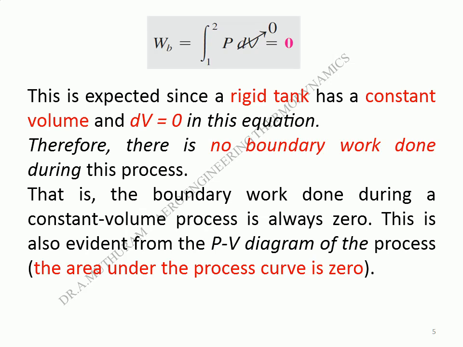This is expected since a rigid tank has a constant volume and dV equals 0 in this equation. Therefore, there is no boundary work done during this process. That is, the boundary work done during a constant volume process is always 0. This is also evident from the PV diagram of the process. The area under the process curve is 0.